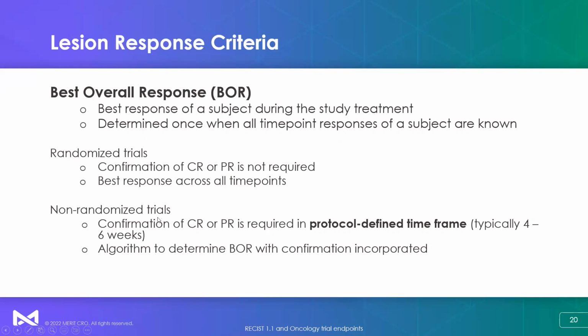For a non-randomized trial, RECIST guides that confirmation of complete response or partial response is required to avoid any biases. Usually the time frame for the confirmation is protocol defined and typically has to be at least 4 to 6 weeks. And the algorithm to determine what the BOR would be with the confirmation should be incorporated, which we'll be going over in the next slides.